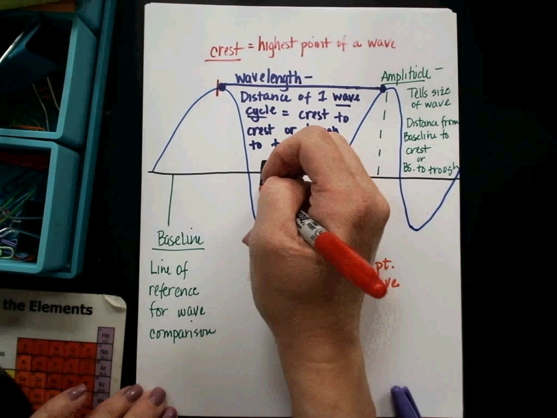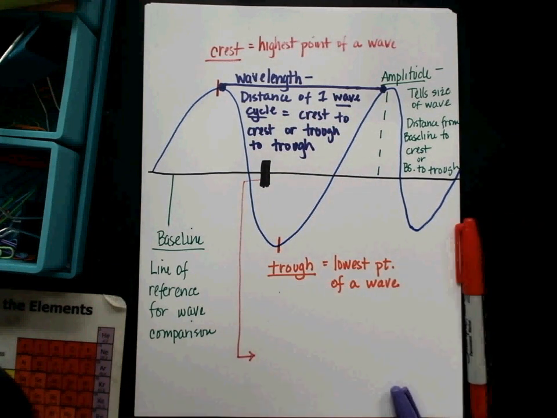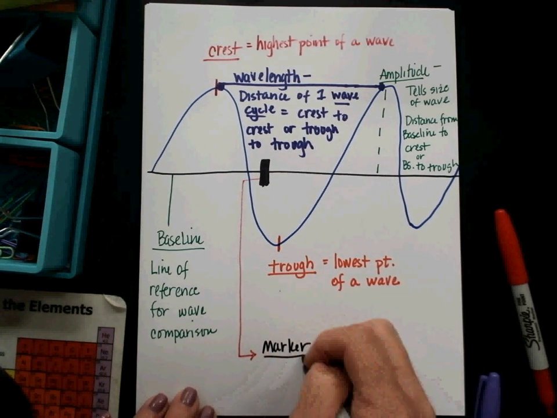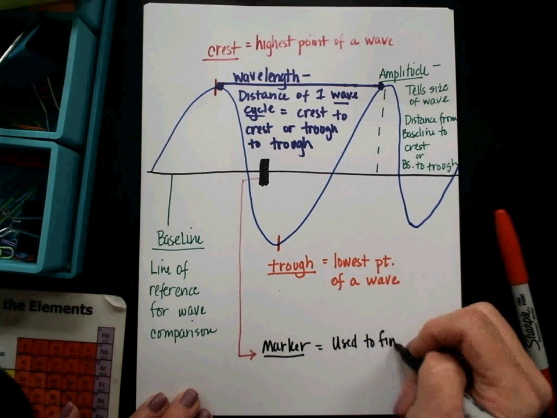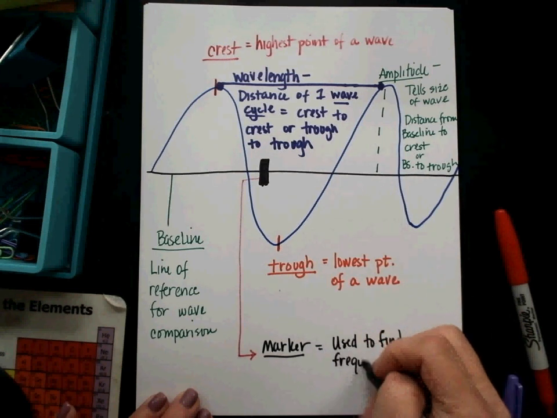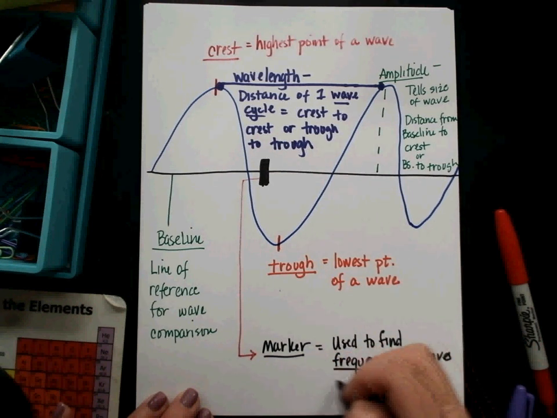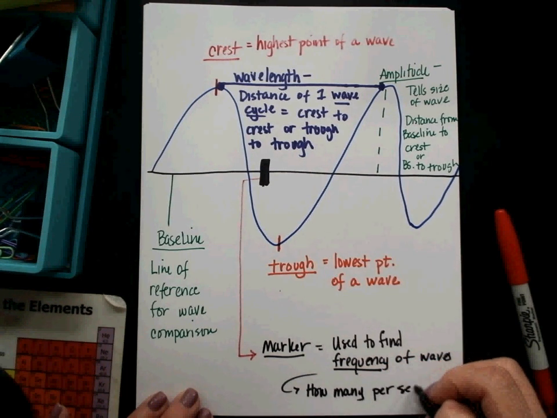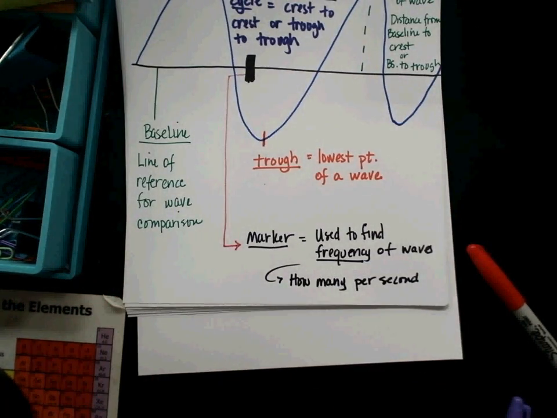Okay, this is called... Does anybody have a name for this? This little box I put on here, or it could just be a line. I just want to make it so you could see it. This is just called a marker. And it's used to find the frequency of waves, or how many per second. So I just count how many pass there every second. It's just called a marker.